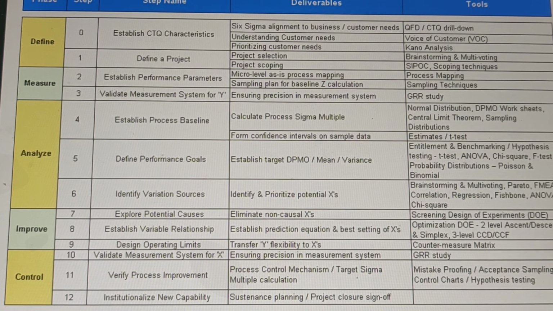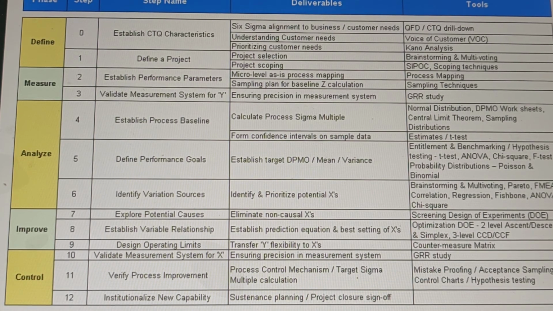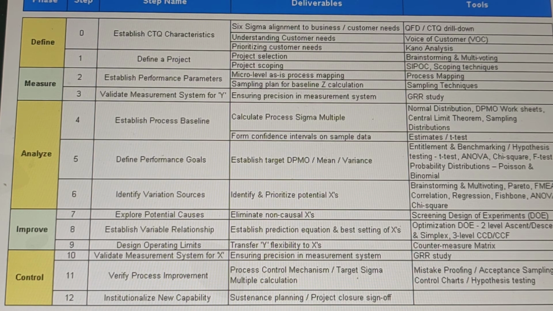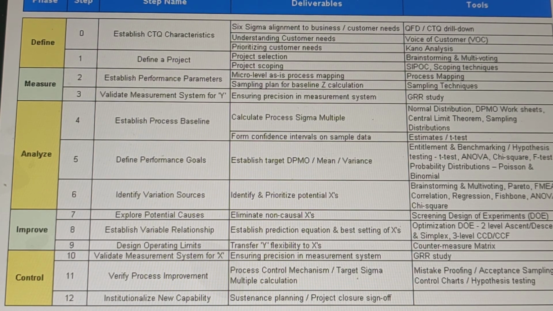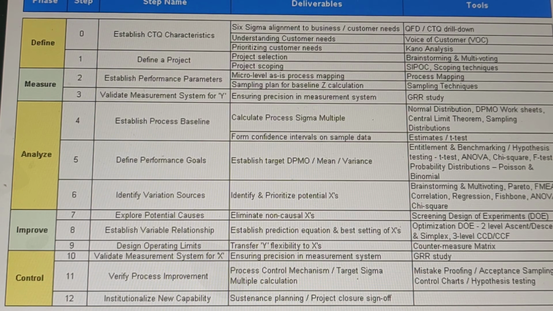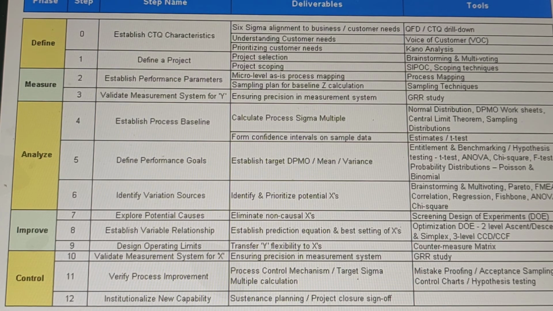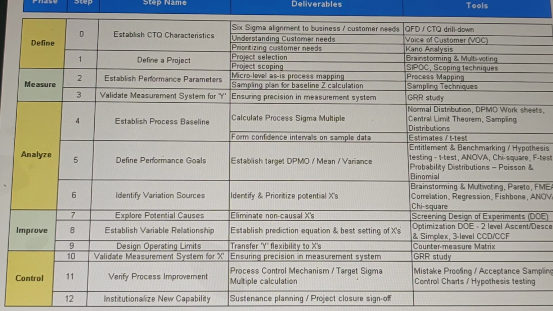That is to be done in the control phase. Finally, my system and equipment should be controlled, my measurement should be reliable, and then only my system will be in control. Verify process improvement, process control mechanism, target sigma multiples. Then we will continuously calculate how much we have improved. The final target is 6 sigma, but in between there may be a process of a certain time, like 6 months or 1 year, whatever the project length is, and we define our target line.